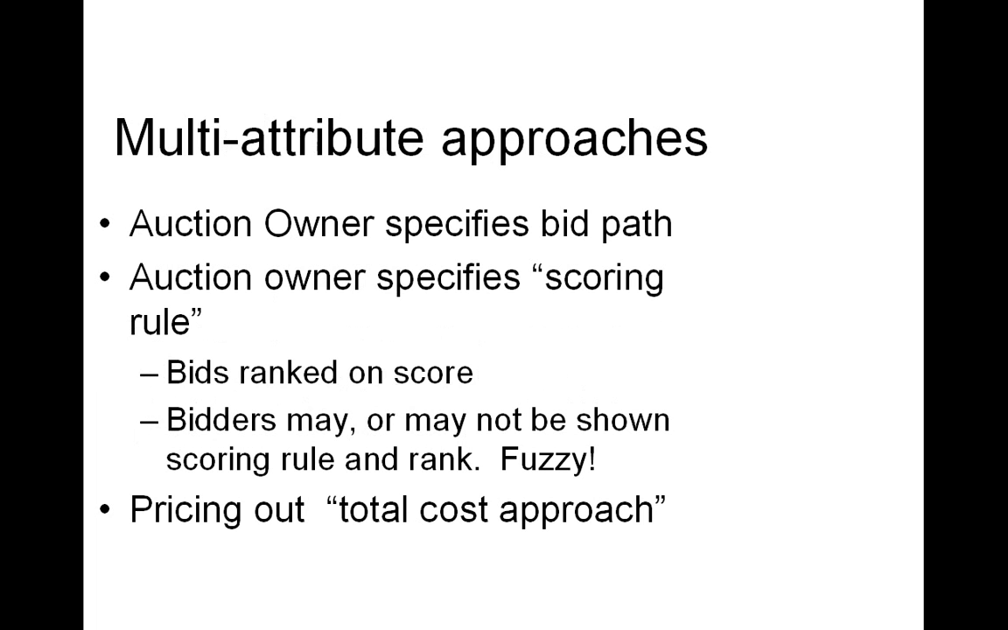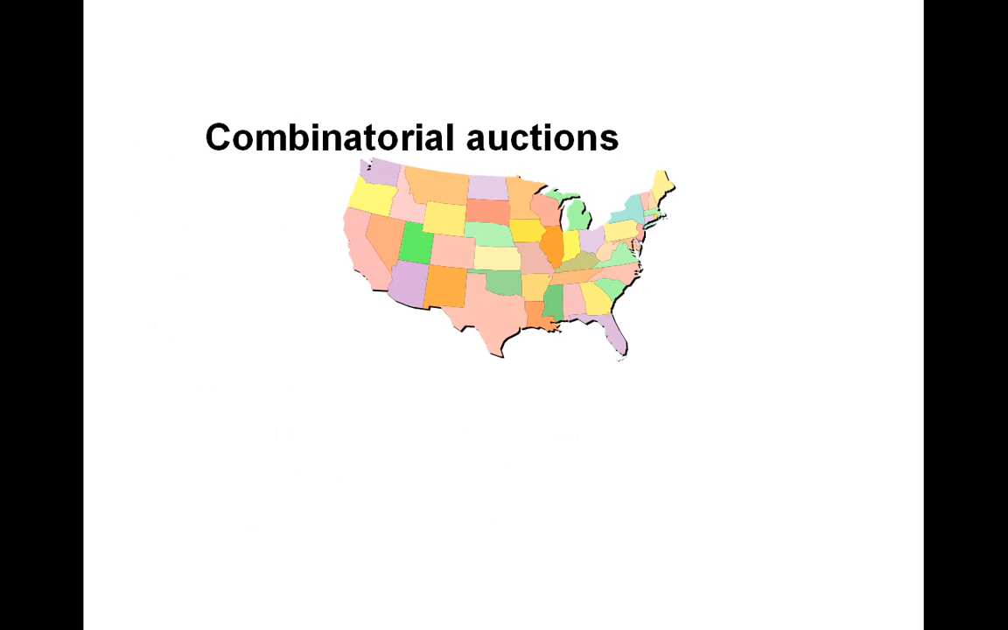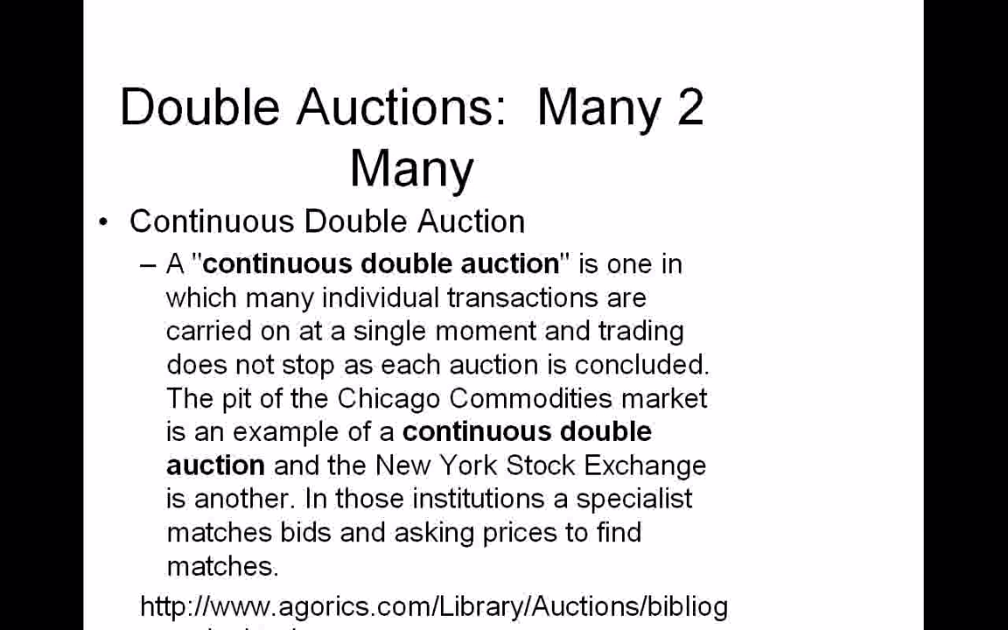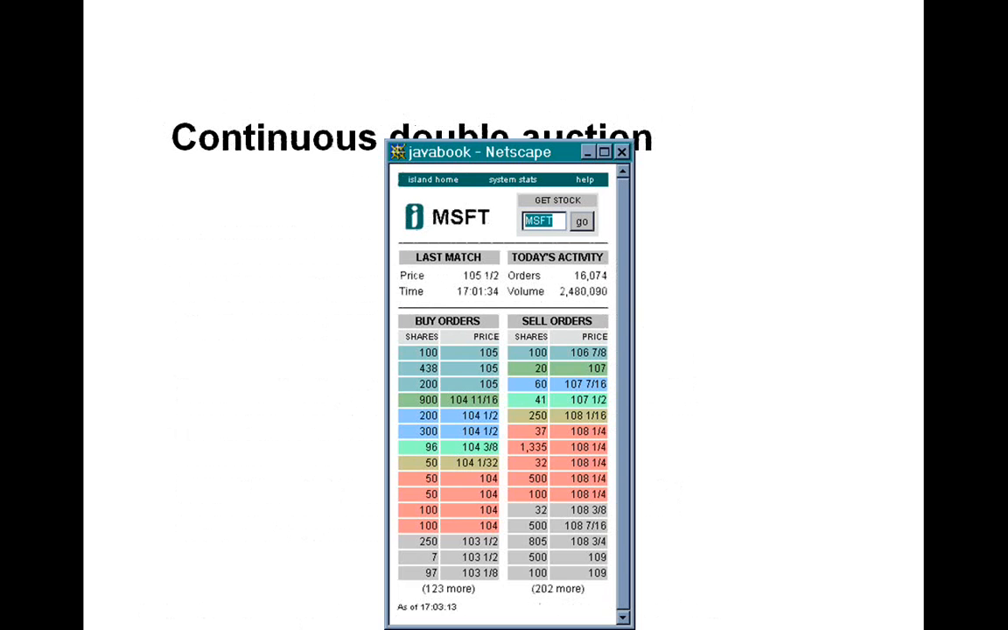Combinatorial auctions are quite common for spectrum auctions. The FCC just had a spectrum auction. These are also known as bundle auctions, where you can bid on bundles of goods. Double auctions are many-to-many auctions, also known as exchanges, like the continuous double auction at the New York Stock Exchange, where the price changes throughout the day. And then there are call markets, where the market clears at specific times during the day.